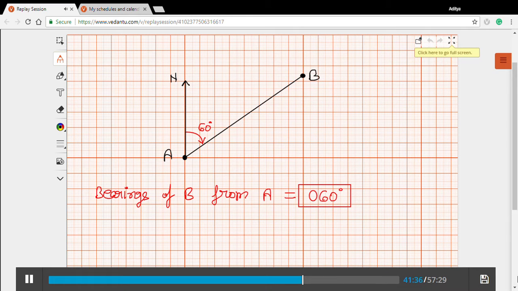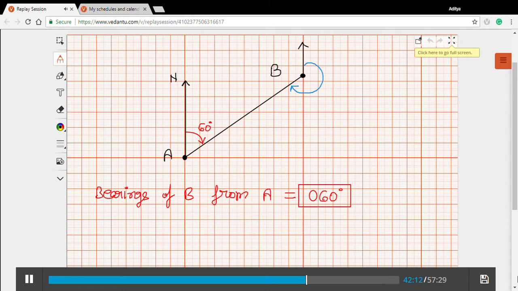Now if it asks what's the bearing of A from B? How would you do that? So you do 360 minus 60, which is 300, and then minus 180, which is 120. Basically, you still have to move in the clockwise direction, right? So you need this angle. This angle is 120° this time.